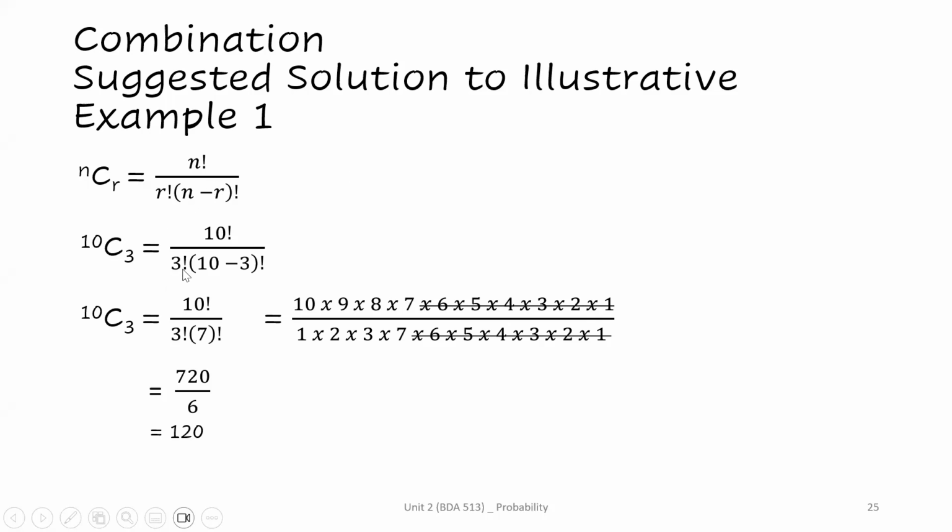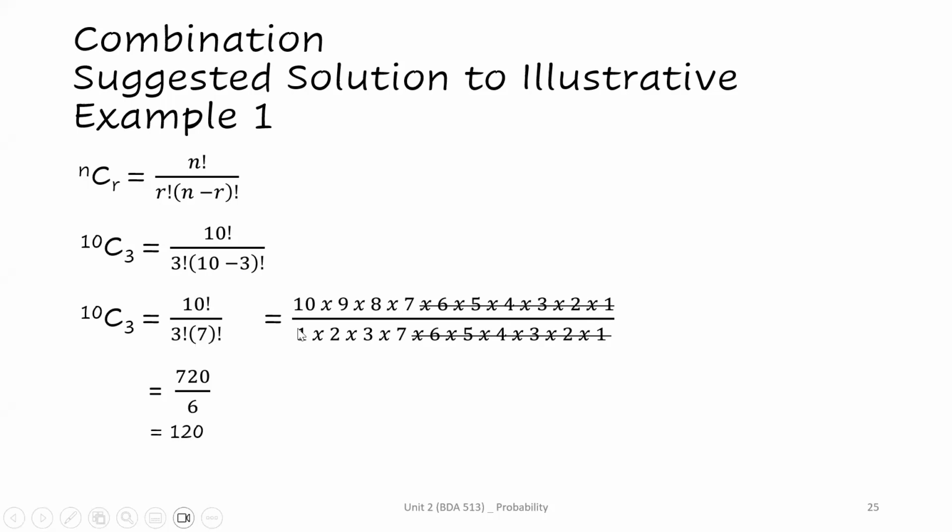And then we have that divided by r factorial. r is the size of the group, which is 3. So it's 3 factorial times (10 minus 3) factorial. That is n minus r, the difference, which gives us 7 factorial. So basically what we have here is 10 factorial divided by 3 factorial times 7 factorial.